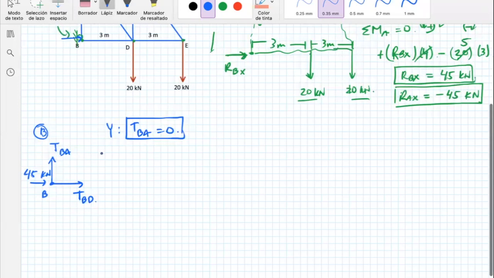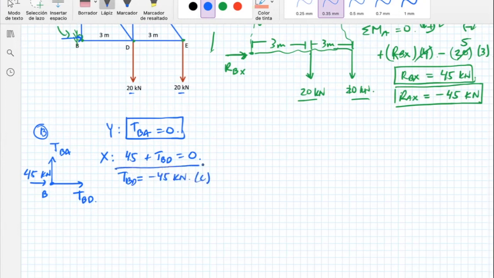And you will say, well, then why do we have those? Well, most of the time it's for stability. Maybe this 20 won't be 20 all the time, and that's why you need to put some other members that will stabilize the whole structure. Now let's go with X. In the X part, I have this 45 going to the right, plus TBD going to the right as well. Therefore, TBD equals minus 45 kilonewtons.